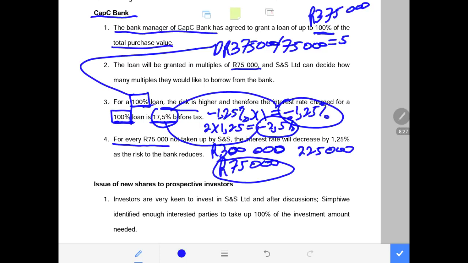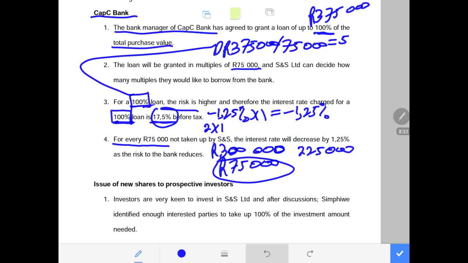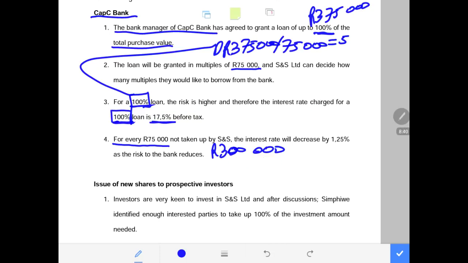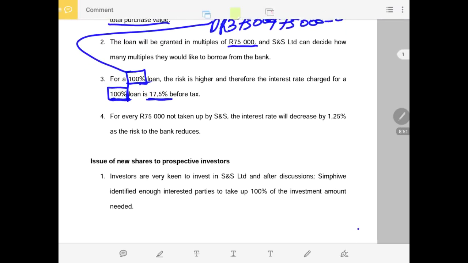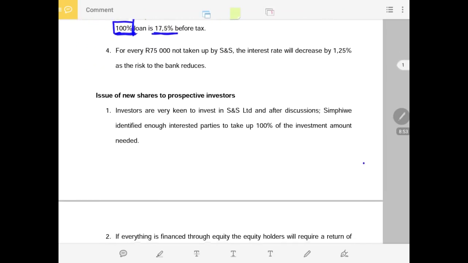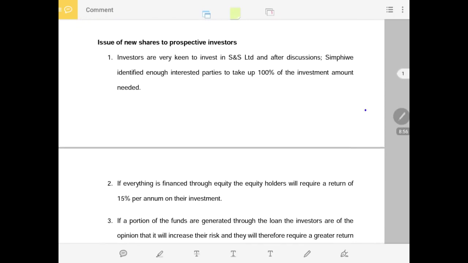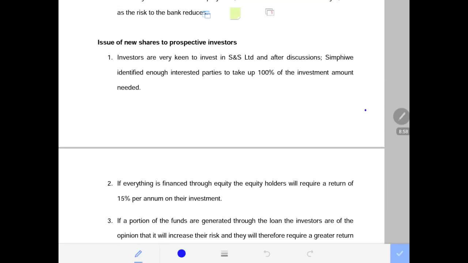So now there are these different alternatives that can lead to the reduction of the interest. But the question is, if the interest can decrease by 1.25 for every 75,000 that is not taken, where will the company take that 75,000 rands? Obviously from another source of funding, which was the issue of shares being equity. So now we go to the issue of shares to prospective investors. They are not yet investors, but they are prospective investors. Issuing of new shares to prospective investors.